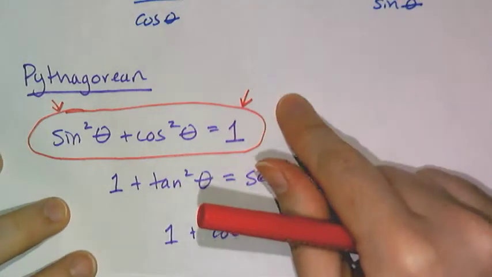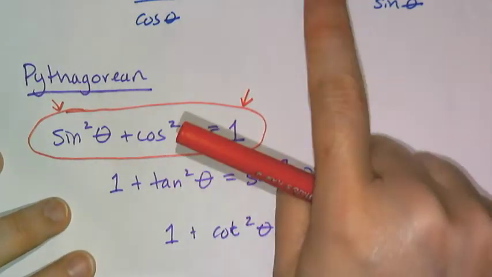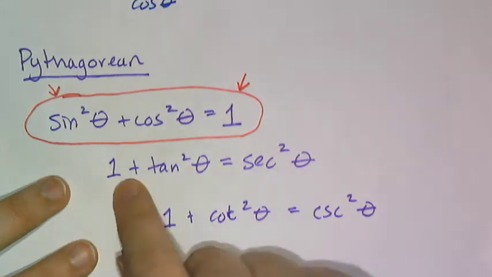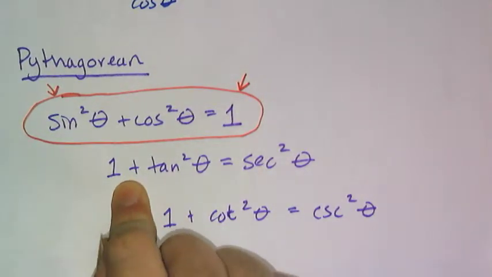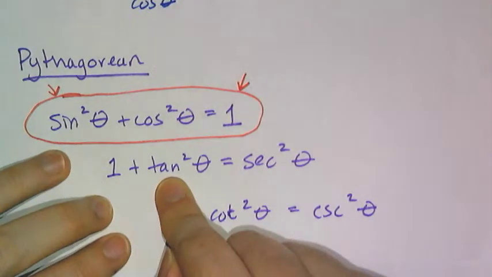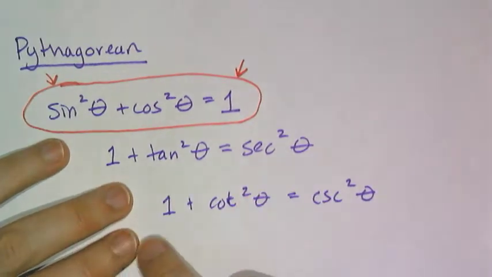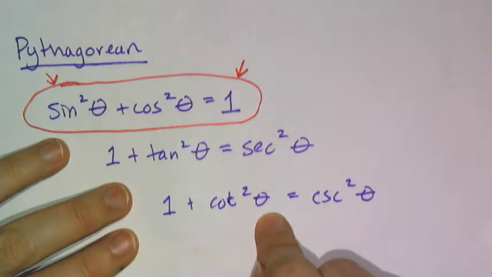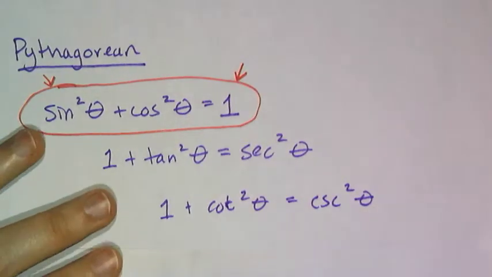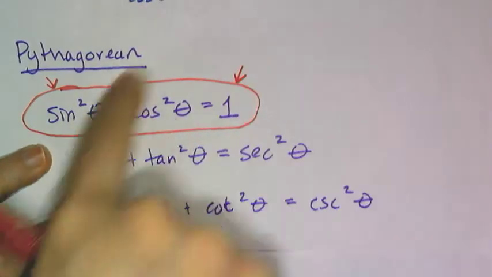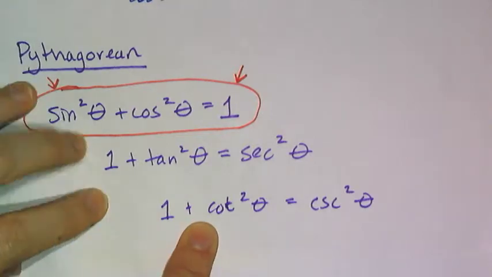You can use this one and the other trig identities we've seen to get the next Pythagorean identity. It's 1 plus tangent squared theta equals secant squared theta. And then 1 plus cotangent squared theta equals cosecant squared theta. So these three form the Pythagorean identities.